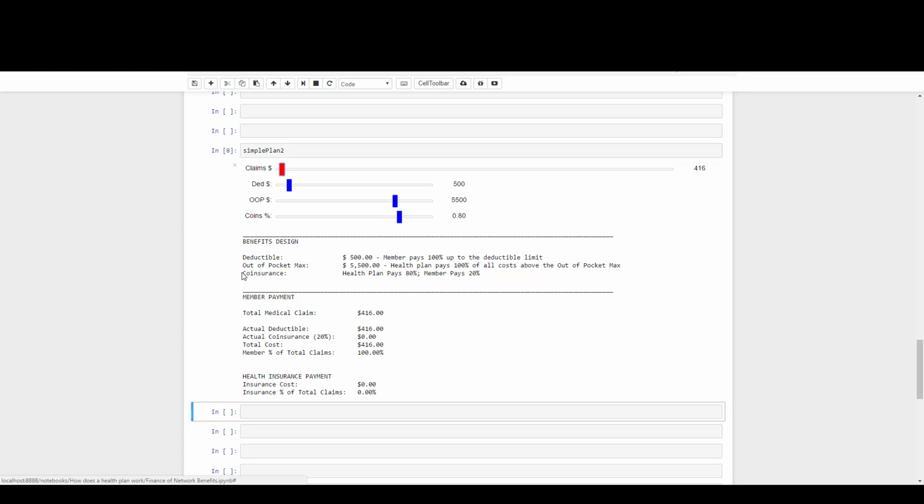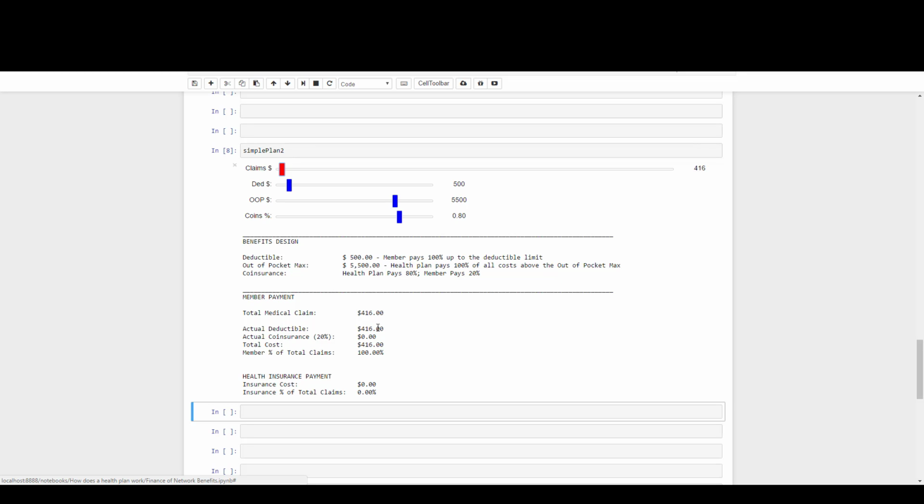For most plans, you don't pay a separate deductible every time you go to the doctor. You just build up your expenses until you've hit your deductible and then move on to the next stage. So this is just all medical expenses, and we don't really need to pretend what happened. We just say you've got $416 in medical bills.